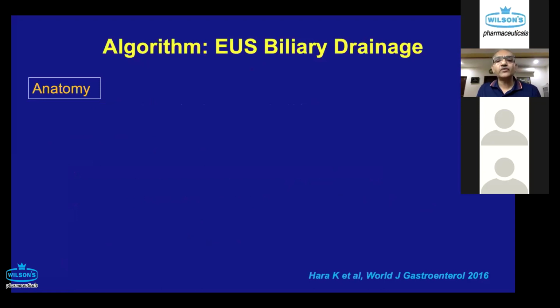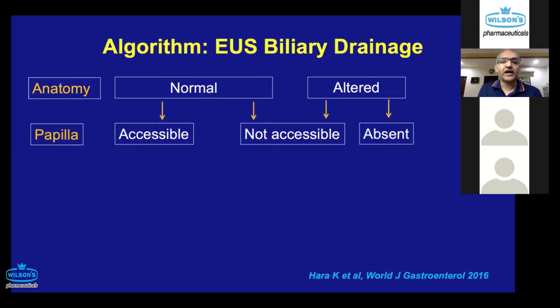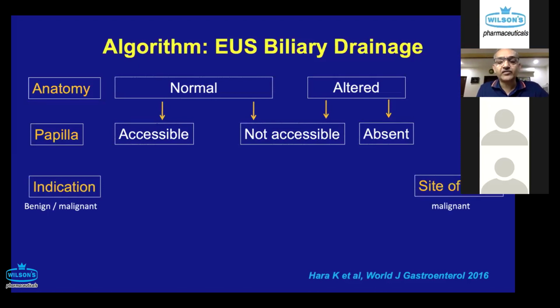So how do we decide which way to go for EUS guided biliary drainage? It depends on the anatomy of that patient, if it's a normal anatomy or an altered anatomy. The second important aspect that we look at is whether the papilla is present or absent, and is it accessible or not. The third important thing that we look into is what is the likely indication in this patient. If it's proven malignancy, then you can be more liberal in placing a metal stent whichever way you enter. But in benign disease, your options get limited. And where is the site of the block located, especially if it's a malignant disease? And based on all these four parameters, which are in orange, you decide how to proceed further.